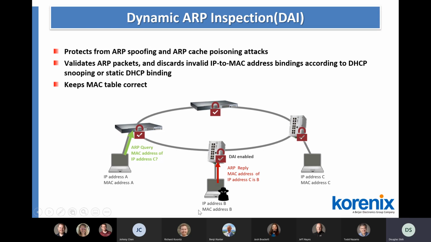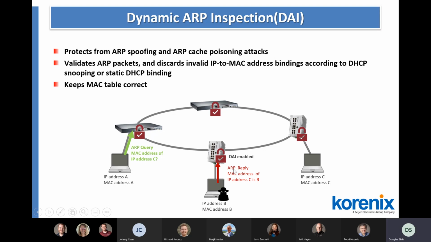Just for example, if someone wants to do ARP spoofing, they will reply with an incorrect MAC address. For example, on this page, client A is asking for the MAC address of client C. But client B wants to do the ARP spoofing, so they reply that this IP address C has the MAC address B. So the traffic will be sent from A to B, not to client C.